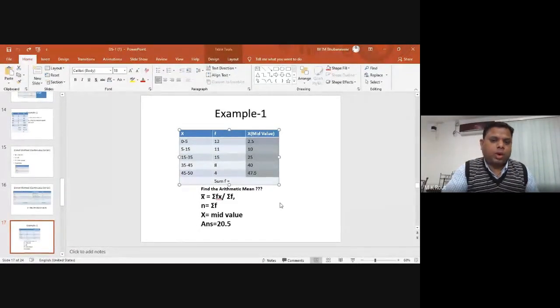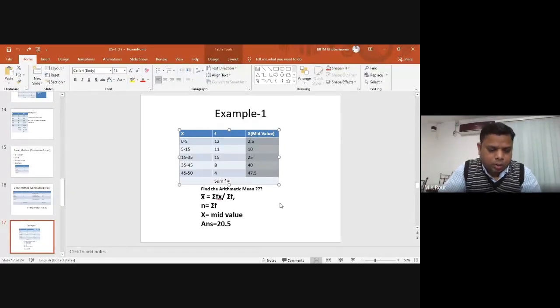Okay, so if you calculate the mid value in the first case, that is (0 + 5) divided by 2, that is 2.5. Similarly, (5 + 15) divided by 2, that is 10. The next one is (15 + 35) divided by 2, that equals 25. Then again, (35 + 45) divided by 2, that equals 40. And for the last one, (45 + 50) divided by 2, that is 47.5.